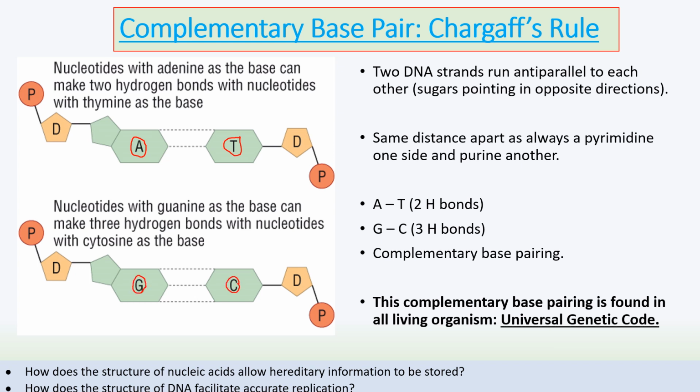You also need to know the number of hydrogen bonds between the two. Between A and T, they're held together by 2 hydrogen bonds, whereas G and C are held together by 3 hydrogen bonds. That's just because they're complementary, so they interact with each other. This complementary base pairing is universal, meaning all living things follow this rule, because we have a universal genetic code, so we all use DNA and RNA.